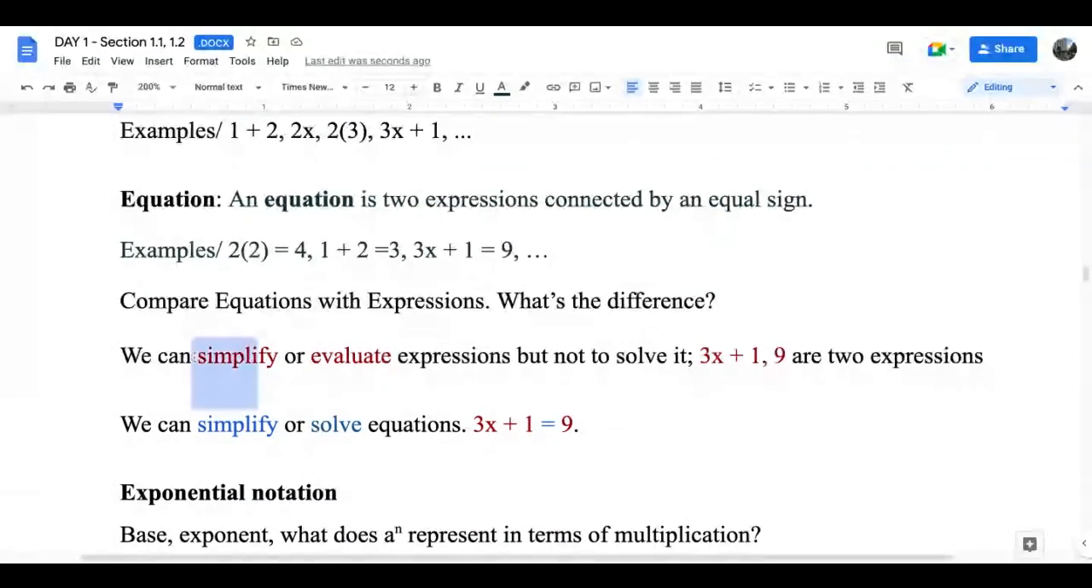So when we talk about expressions, we can simplify expressions, or we can evaluate expressions, right? But we can never solve expressions. I heard so many students often use the term solve expressions. Never. We can never solve expressions, right? We solve equations. We can simplify and solve equations. We can simplify and evaluate expressions.